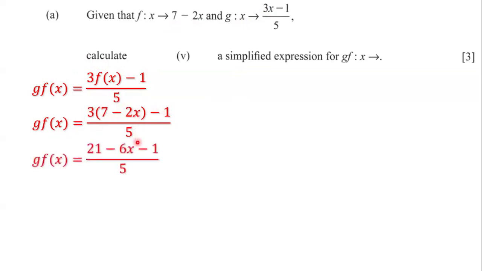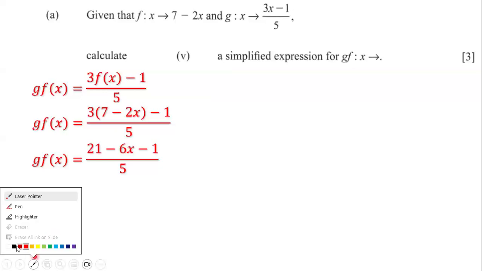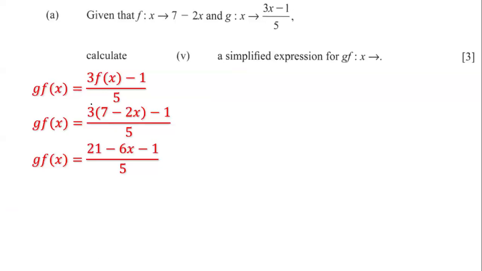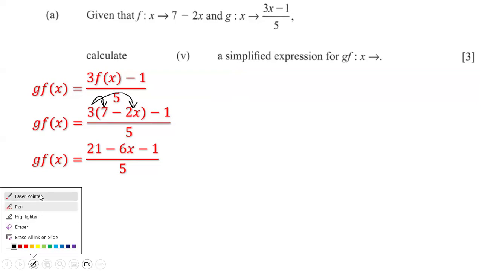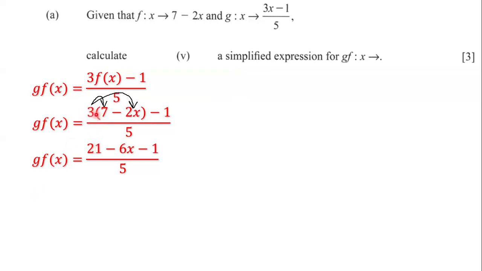And so we distribute. Let me show the distribution. We say 3 times 7, and 3 times 7 is 21. And then 3 times negative 2x is negative 6x. And we subtract 1 all over 5.